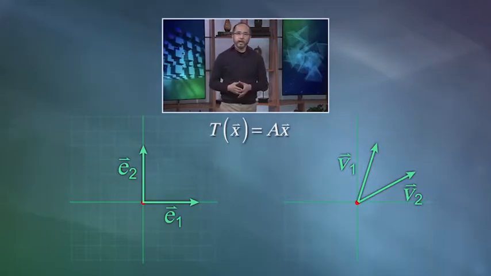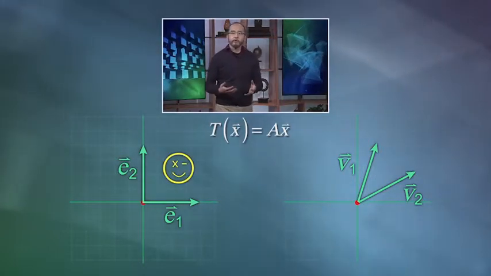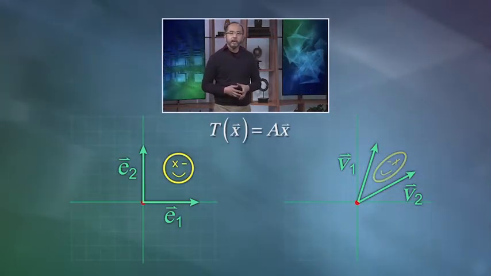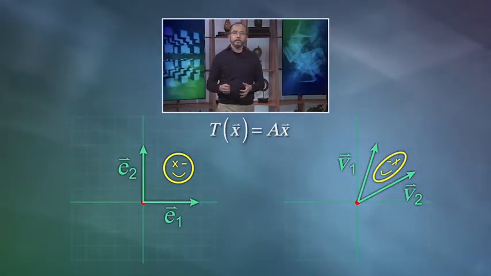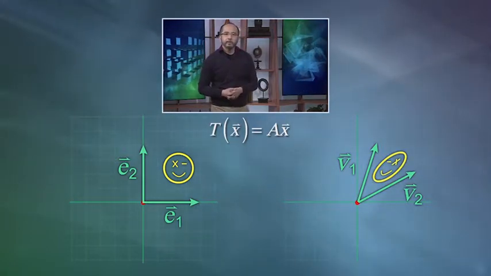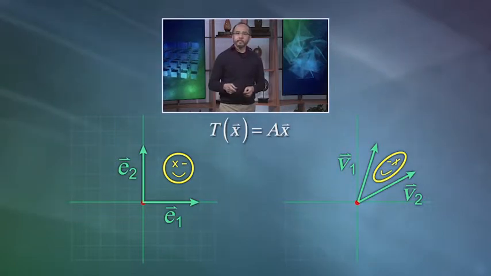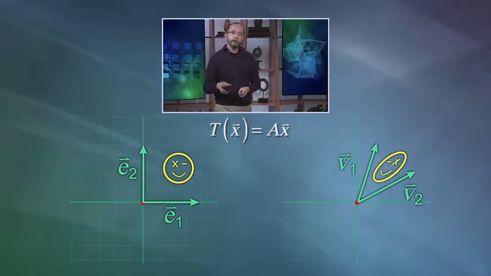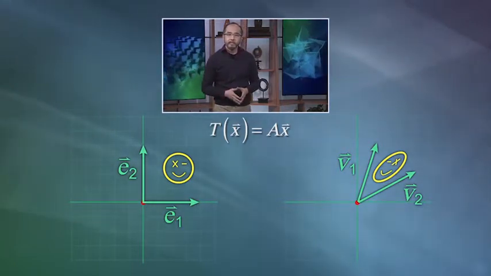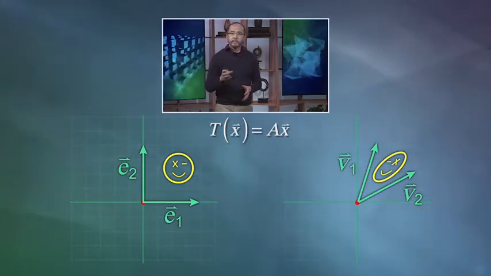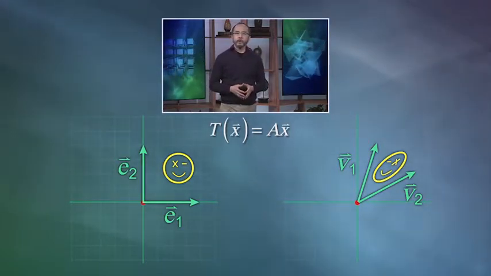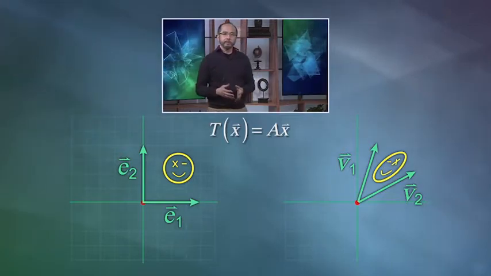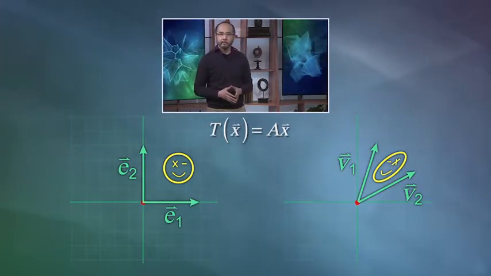Then if you take a blob like a smiley face and watch where it goes under the transformation, it may get deformed and stretched, and it may get mirror reversed. The determinant tells you the factor by which the volume of that smiley face gets stretched. And the sign tells you whether the smiley face got mirror reversed. If so, the sign is negative.